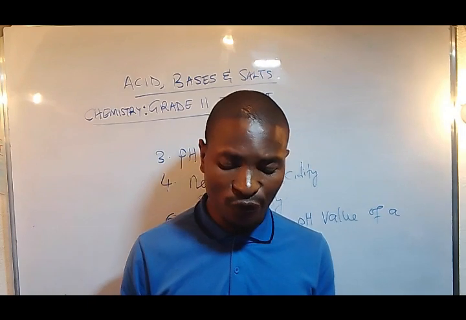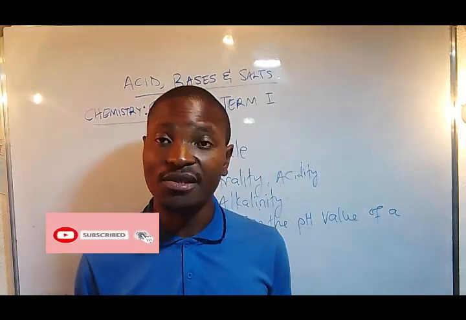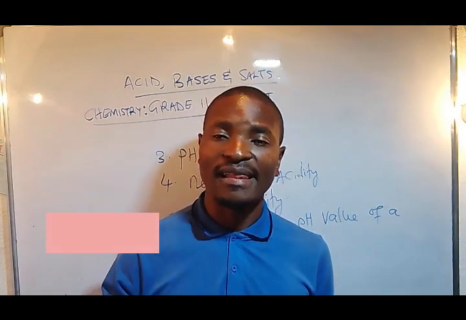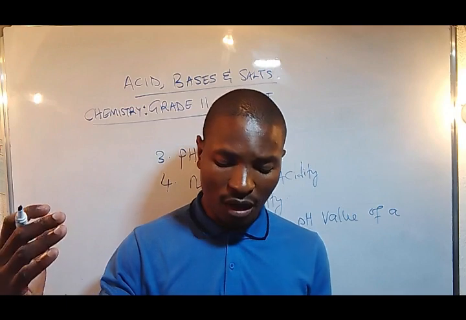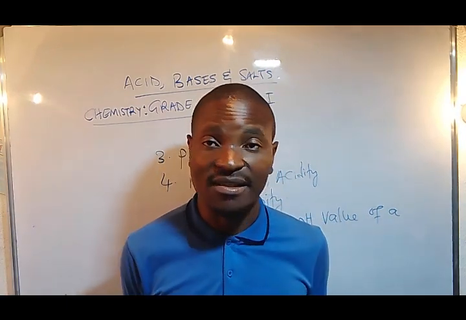And we now move on to objective number 6. Objective number 6 is to demonstrate the characteristic properties of an acid. So how do you know that this is an acid?